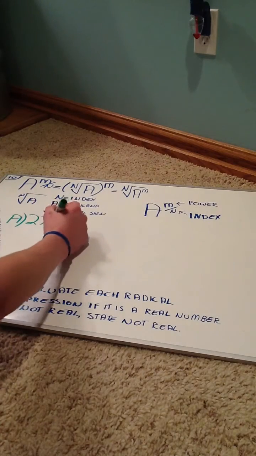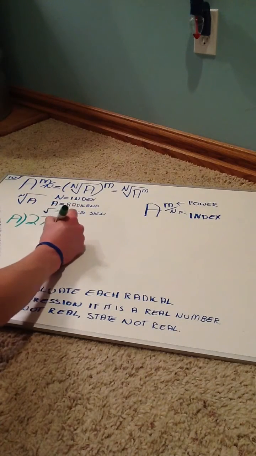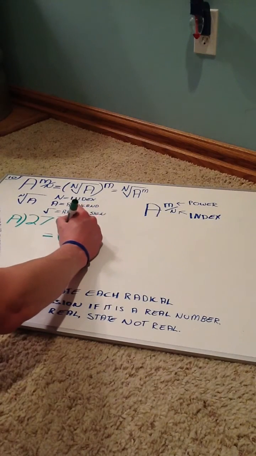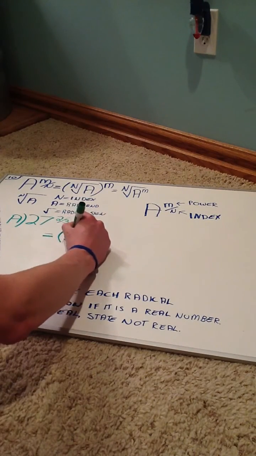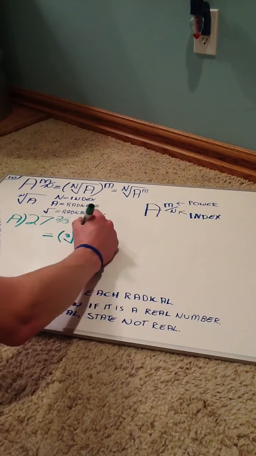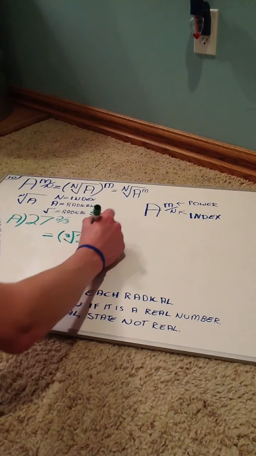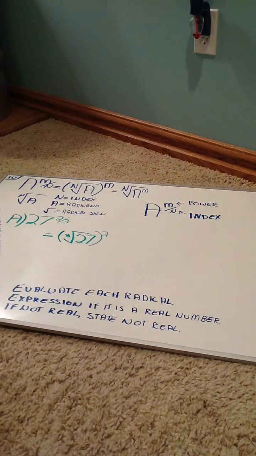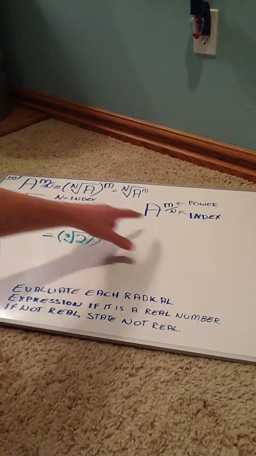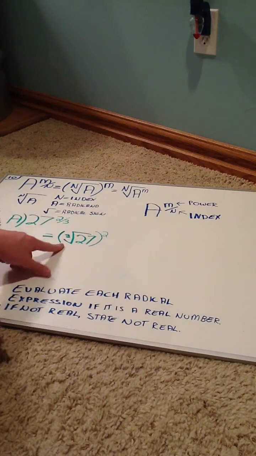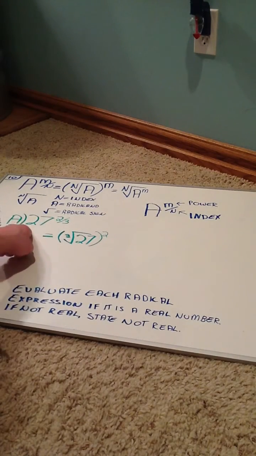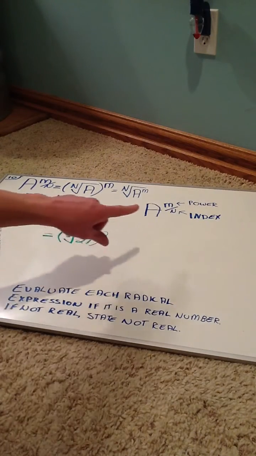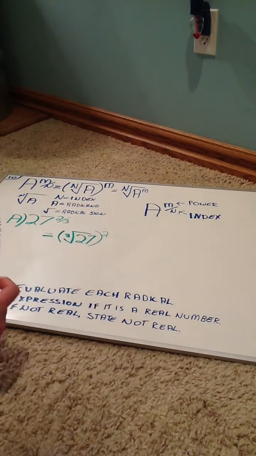And we are going to change that to the third root of 27 squared. Now, our index, which is 3, came over here. 27, which was our radicand, came under our radical sign. And our 2, which is our power, came outside.